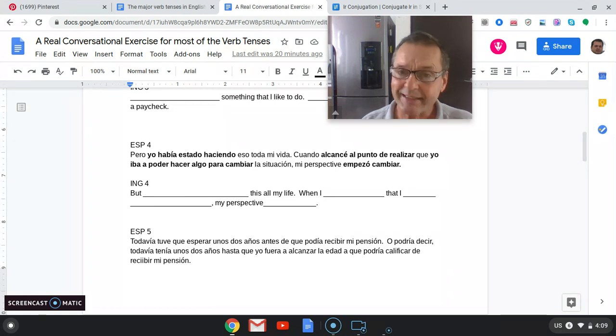Cuando alcancé al punto de realizar, when I reached the point of realizing que yo iba a poder hacer algo para cambiar la situación, that I was going to be able to do something to change the situation. It's almost a word-for-word translation, works perfectly here.